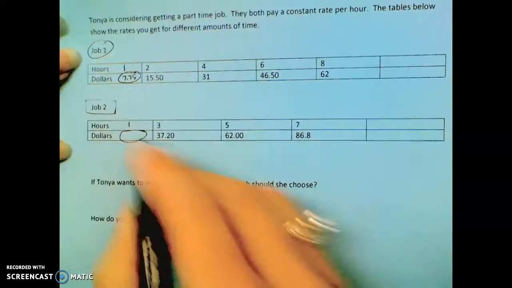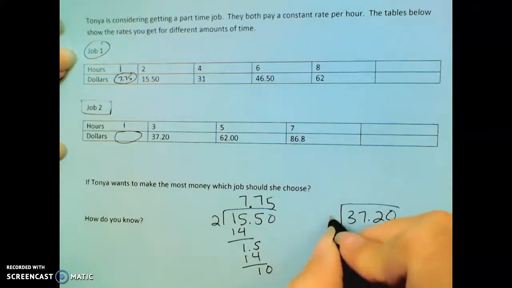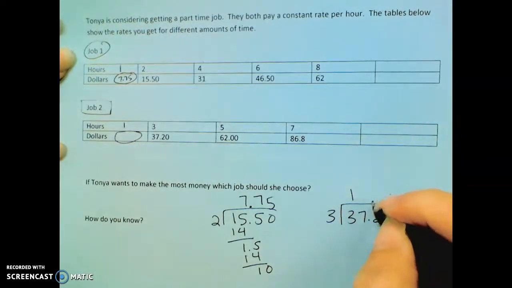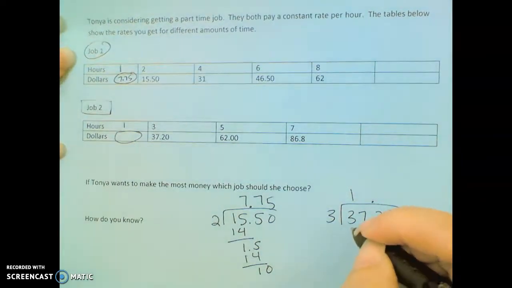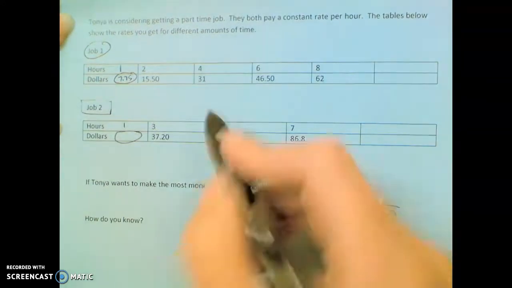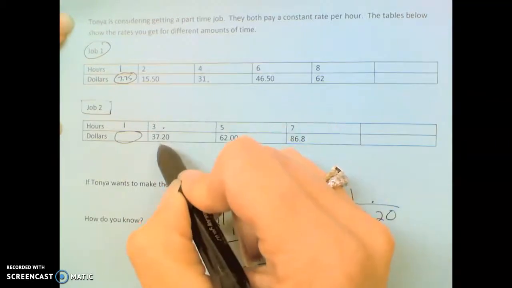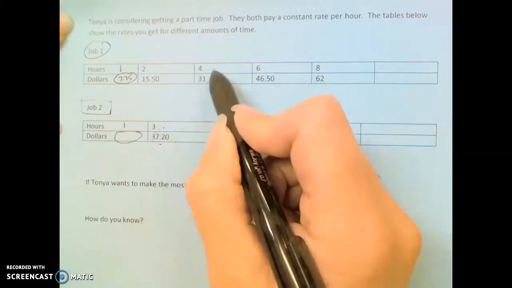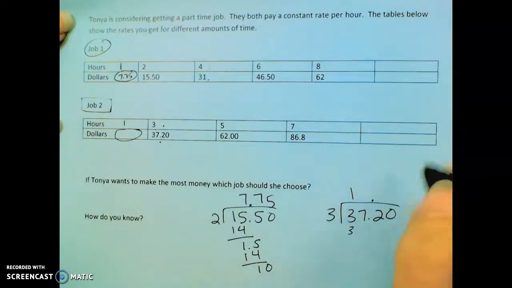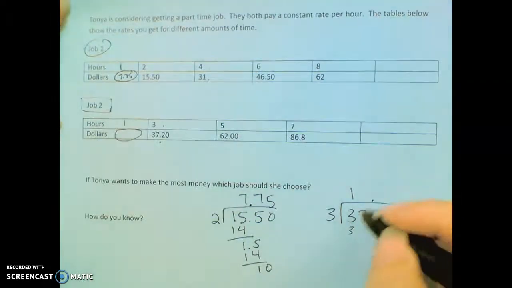And then for this one, if it's $37.20 for 3 hours, how much is it for 1 hour? I didn't do my calculations very well for this one, because I can already tell right here, 4 hours you make $31, in 3 hours you make $37.20. You make more in 3 hours than you do in 4 hours. So I should have made this one closer to that one, so you had to problem solve a little bit more. Kudos to you if you figured that out.